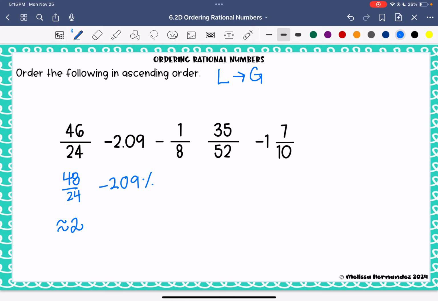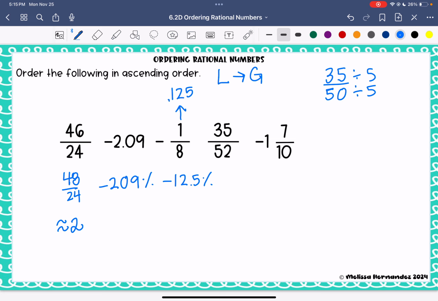And then for this one, our decimal is 0.125. So our percent would be 12.5%. I kept my negative. Here it gets tricky. I'm going to change the problem from 35 over 52 to 35 over 50. I know that's not what it is, but I'm just trying to put them in order. And so they're not close, so it'll be okay.